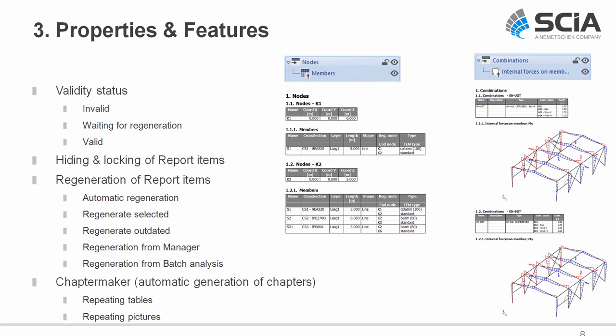Chapter Maker enables easy automatic generation of chapters according to logical links between tables or pictures. The definition of Chapter Maker consists of a master table and a slave table intended for tables or pictures. For each record in a master table, one chapter containing slave tables or pictures is generated. There are several types of logical references supported.